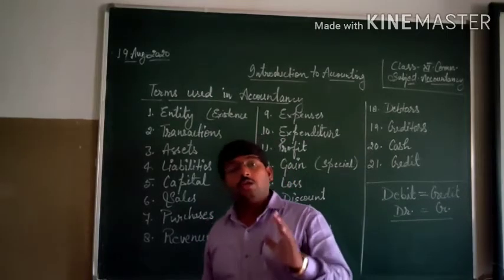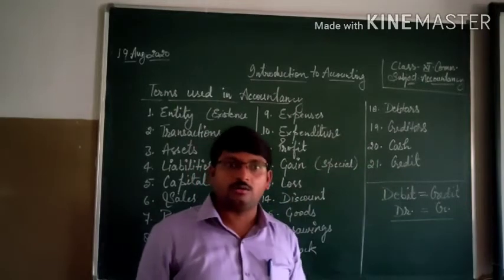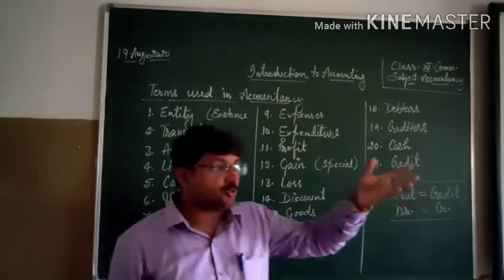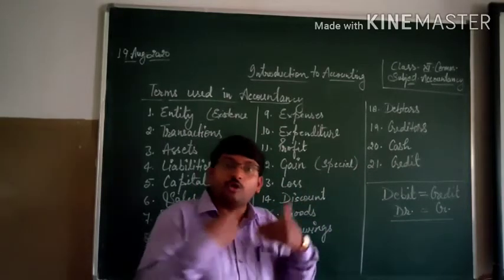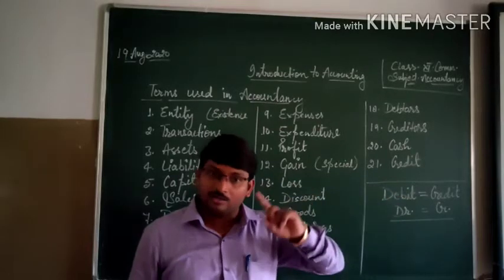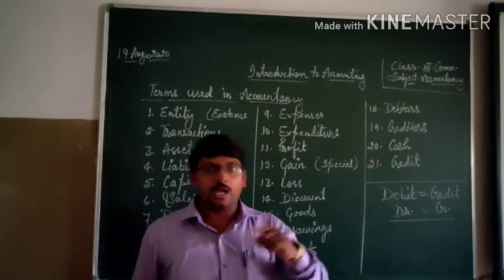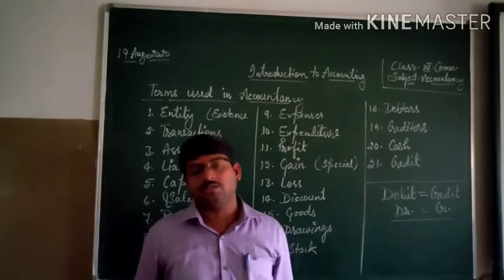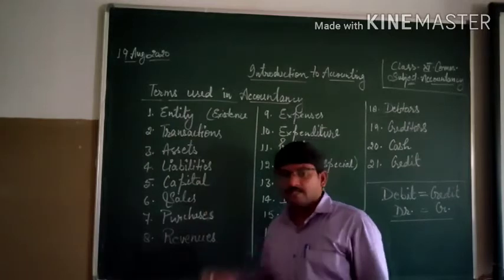So if we have to pay something to one of our sellers, suppose we purchased furniture worth 1 lakh rupees and we have not paid him, then in that case that is not our capital. Right? That furniture is our asset and we have to pay for that. That is the liability at that time. Got it? Okay.